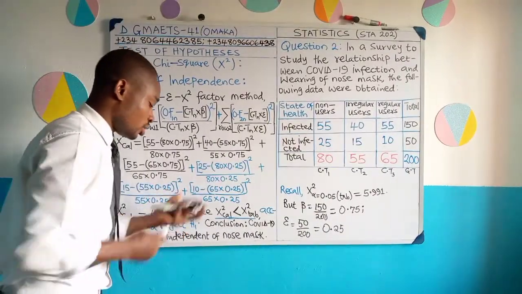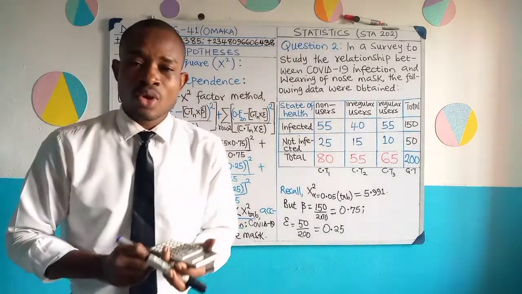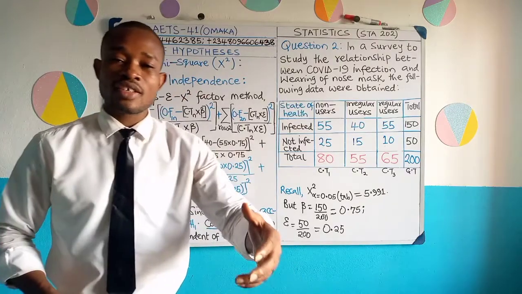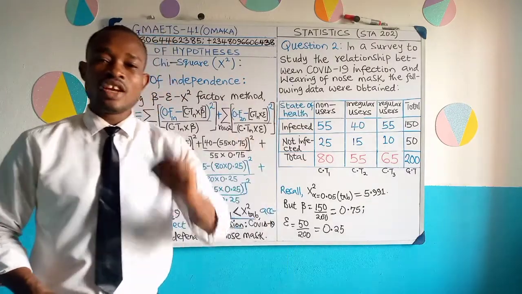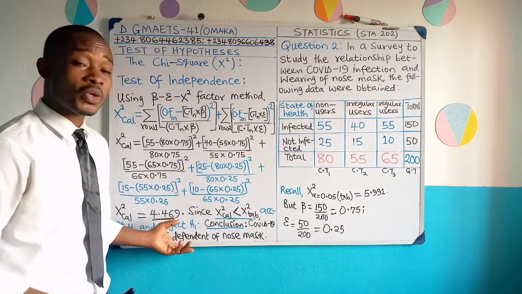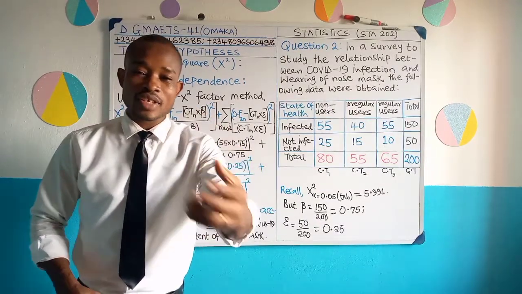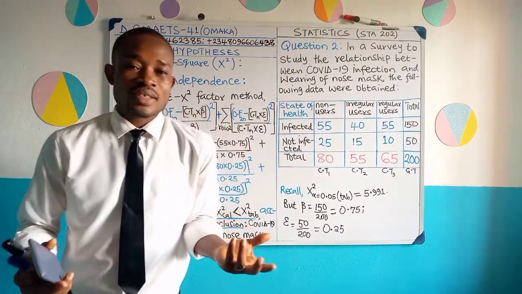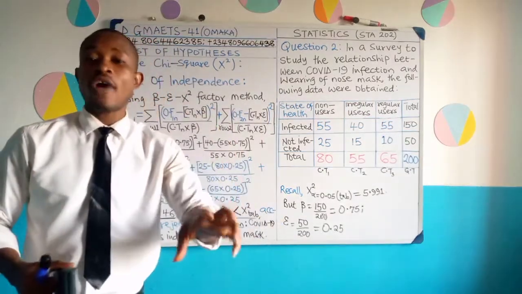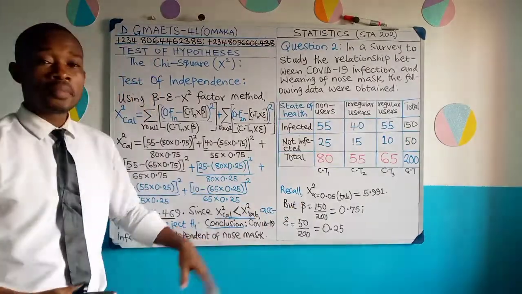Then we do our conclusion. Remember, your conclusion will be based on the decision rule. When chi-square calculated is less than chi-square tabulated, you are to accept the null hypothesis and reject the alternative hypothesis, which is what I've done on the board here. Then, what do we know? According to the null hypothesis we are accepting, it states that COVID-19 infection is independent of nose mask. So that will be our conclusion, alright?